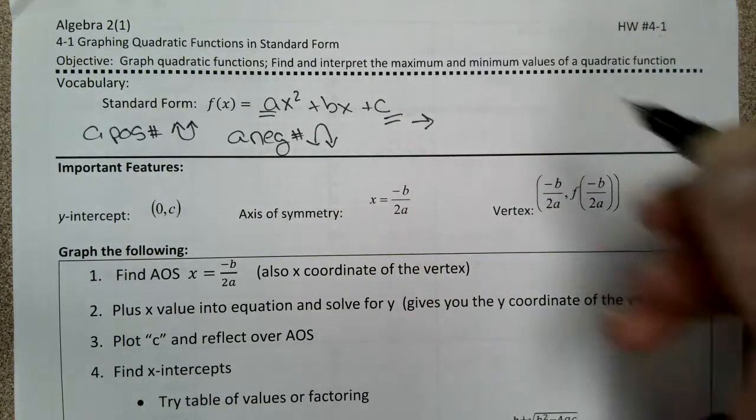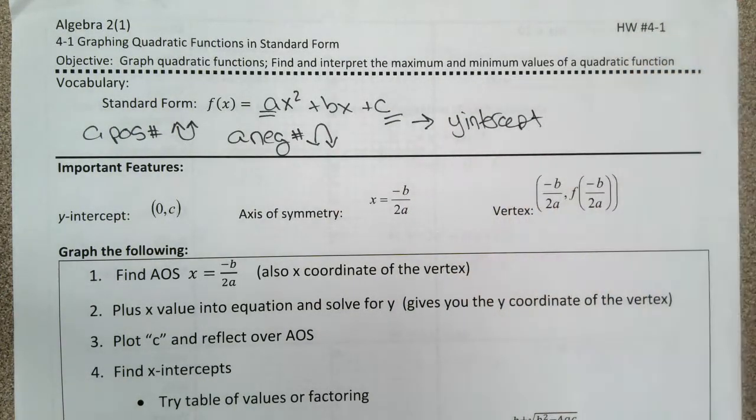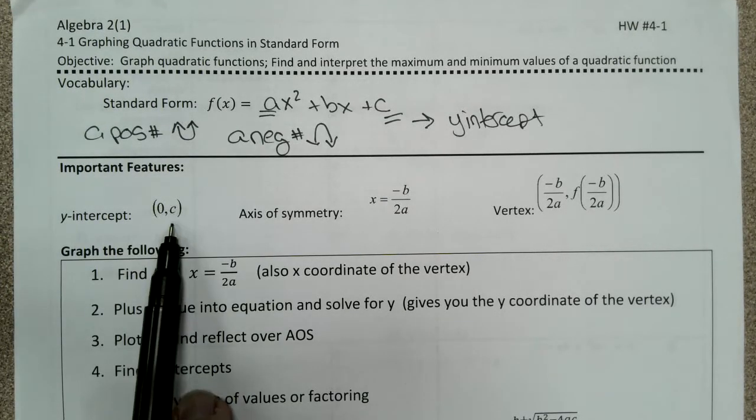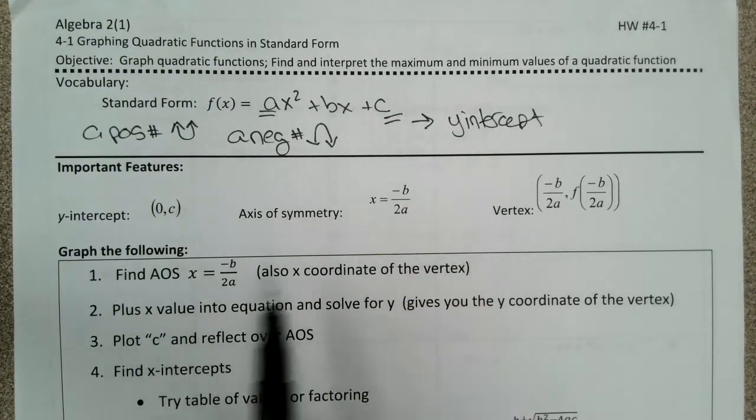C tells you something unique. It will tell you your y-intercept. It tells you where the graph crosses the y-axis. Here's a couple of important features. To figure out the y-intercept, it's located at (0, c). That's what we were saying.